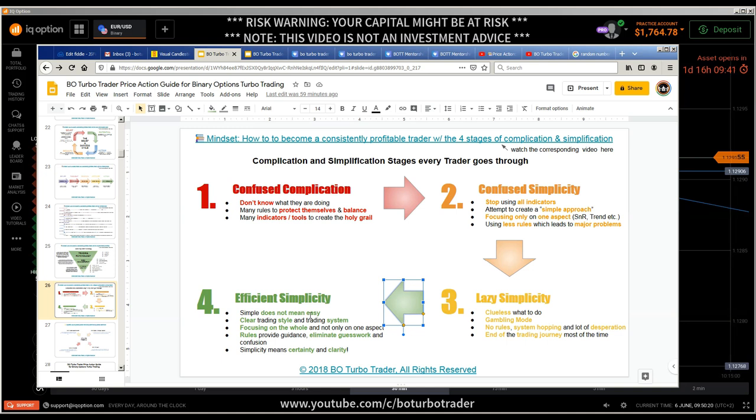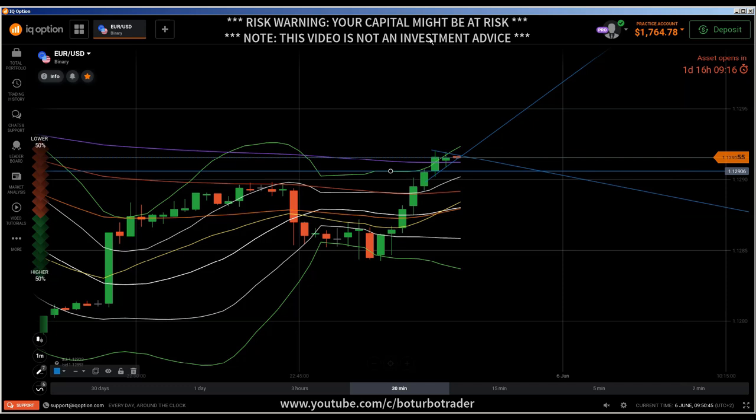I hope that will help you also to understand where you are and what kind of things you have to manage to become efficient, to reach the point where you become a consistently profitable trader. And the most important one, in my opinion, is this: eliminate guesswork. Because I always see that traders are guessing. It's the same thing like here.